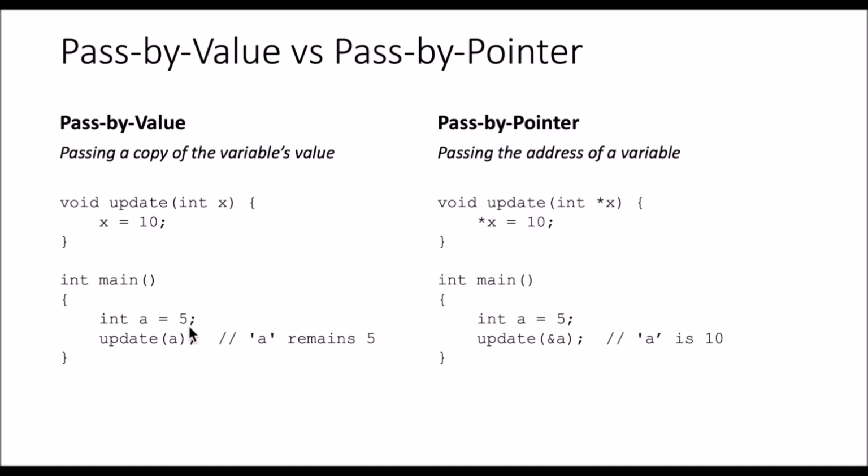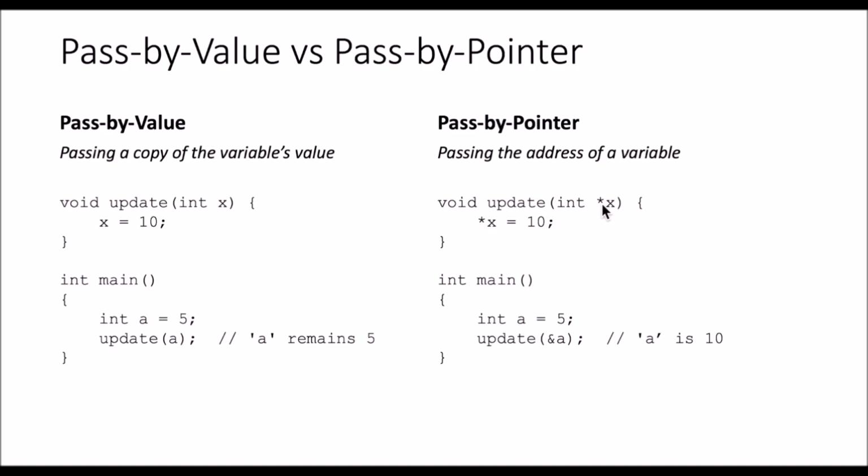Now let's take a look at pass by pointer. Passing by pointer means I pass in the address of a variable. I have again an update function. I put int asterisk x, which is essentially a pointer to x, and then I use pointer syntax and assign 10. Even though you may not have heard of pointers before, pointers are basically variables that store an address.